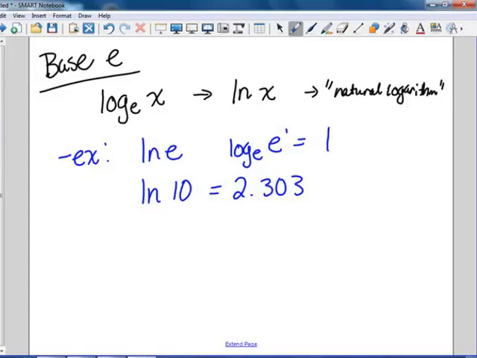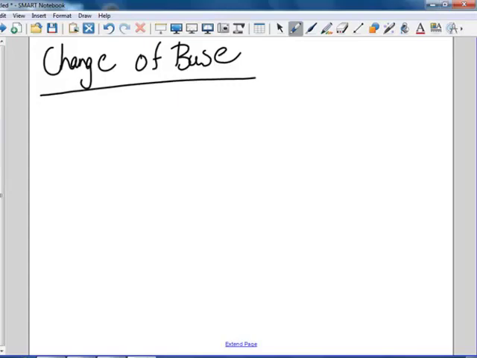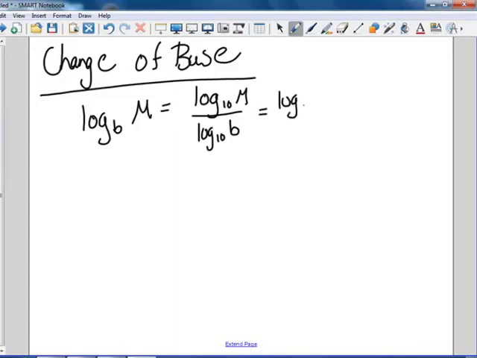Now any other logarithm that is not base 10 or base e, there's a way to do this in your calculator, and it's called change of base. The change of base formula. So how to use this? If you have log base b of m, so this would be any other base, we would do log base 10 of m over log base 10 of b. So just log m divided by log b. Or there's 2 options. You could hit natural log of m over natural log of b.